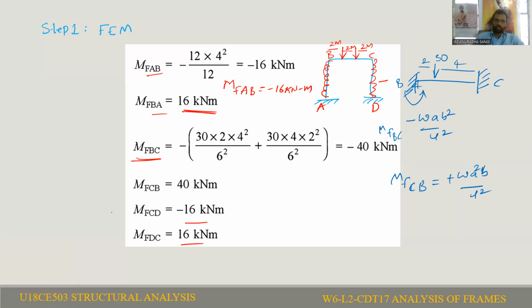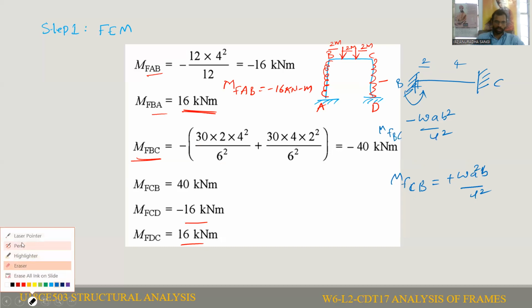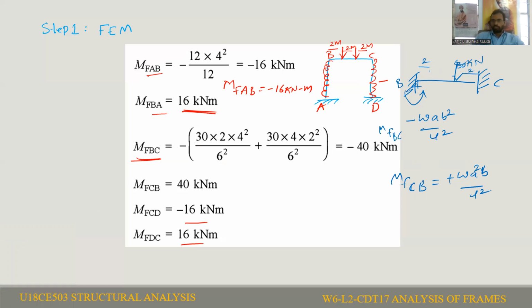Okay, so now what we have to do? The first load effect we have calculated. Coming to the second load effect, for that we have to remove the first load and apply the second load on the beam and calculate the fixed moment. We apply the second load of 30 kilonewton, located 4 meters from the left support and 2 meters from the right support.